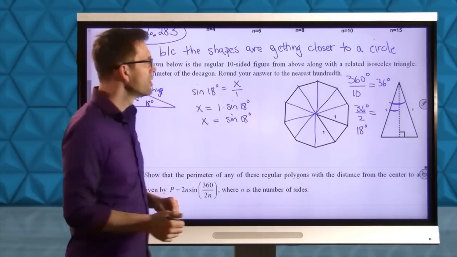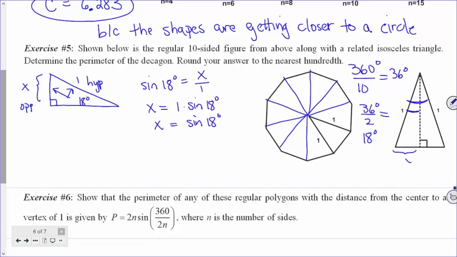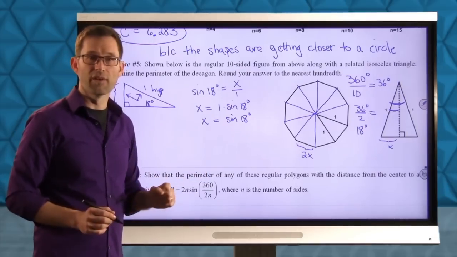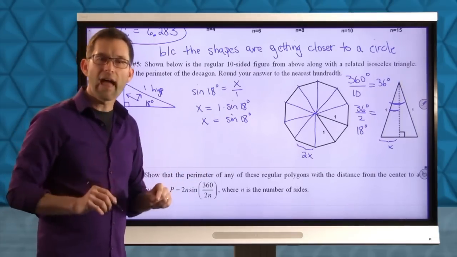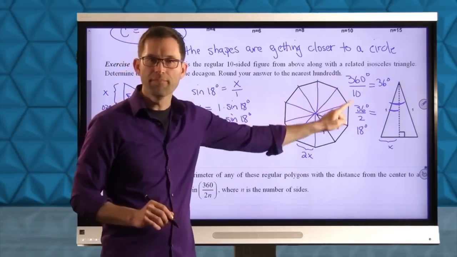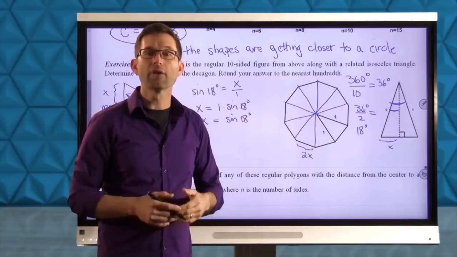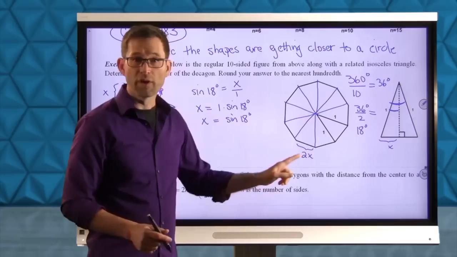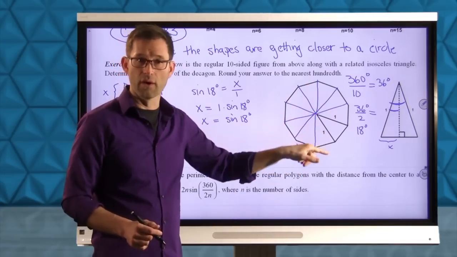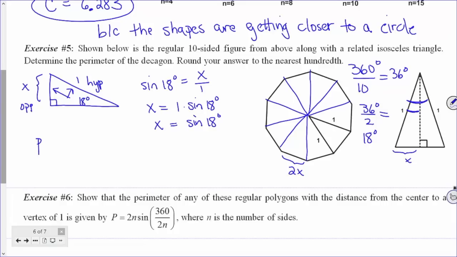Now, that's simply what this length is right here. But that, of course, means that the length of any given side of this decagon is 2x, or 2 times the sine of 18 degrees. But how many of them are there? Well, there's 10 of them, so that means I've really got 20x. For each one of these, I had 2, 4, 6, 8, 10, etc. So ultimately, the perimeter is going to be 20 times x, which is 20 times the sine of 18 degrees.